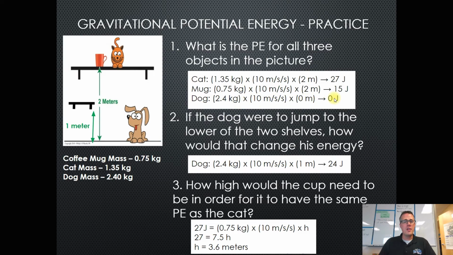Notice the dog stayed on the ground, so his energy was 0. When the dog jumps up a meter, his energy goes to 24. And in order to figure out how high the cup needs to be in order to have the same energy as the cat, I took the energy of the cat from the first question and I put that in for PE. So originally we found that the cat had 27. I just plugged that in for the energy, the cat's mass stayed the same, gravity stays the same, and then I solved for height. Pause this video if you need to check any of your answers.